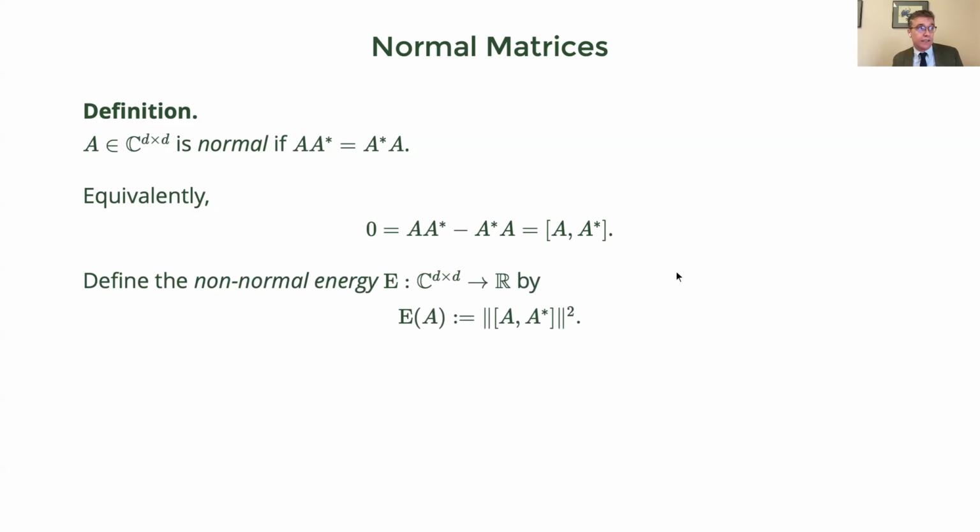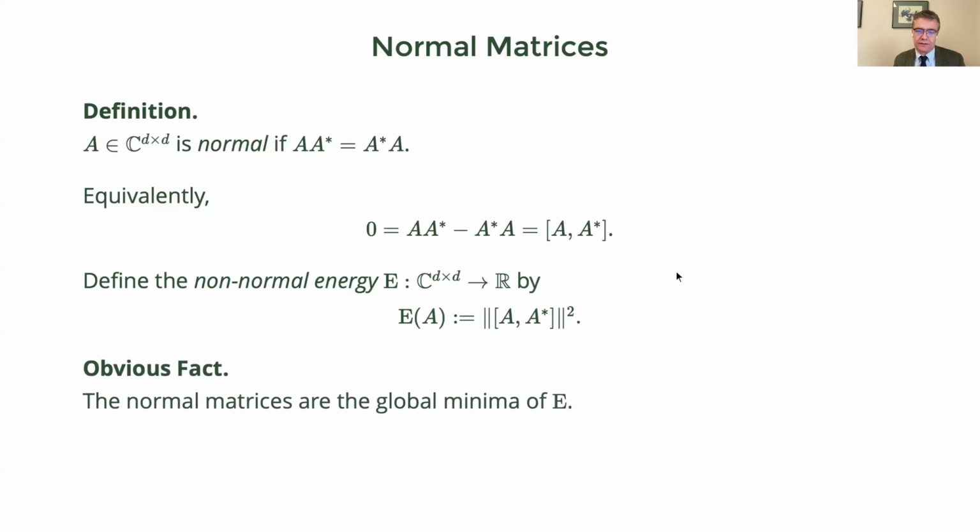And so if I want a nice function where these are obviously the global minima, I can just take the norm of that, or because square roots are terrible, take the norm squared of that thing. And so then it's very obvious that the normal matrices are exactly the global minima of this norm squared of the bracket of A with A star.